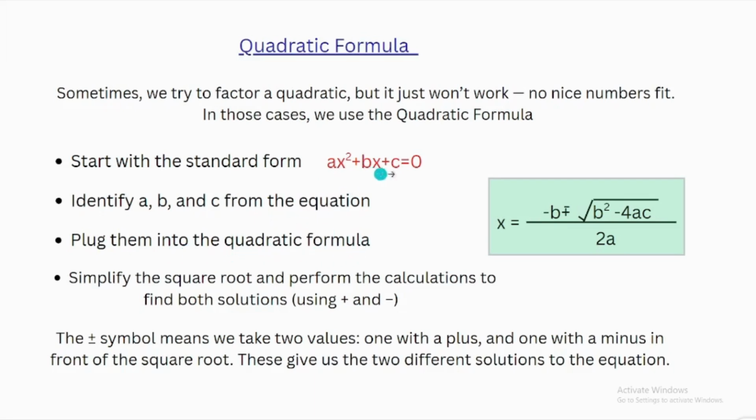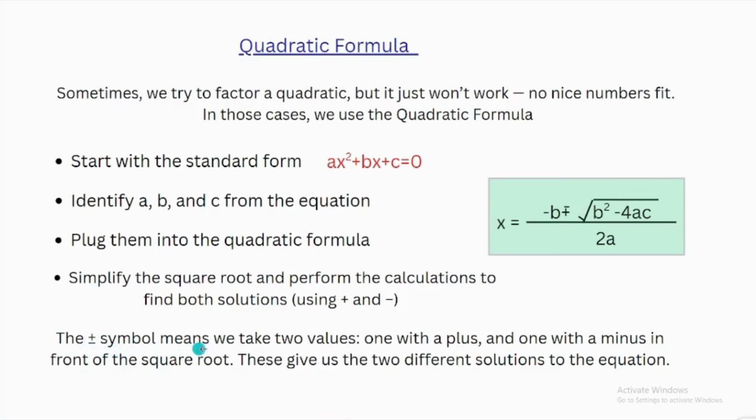We will get a, b, and c from the equation and plug these constants into the quadratic formula. Simplify the square root and perform the calculation to find both solutions. When we use the quadratic formula, we get two answers from the plus or minus symbol.